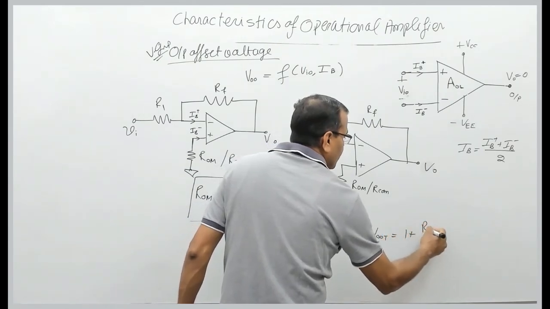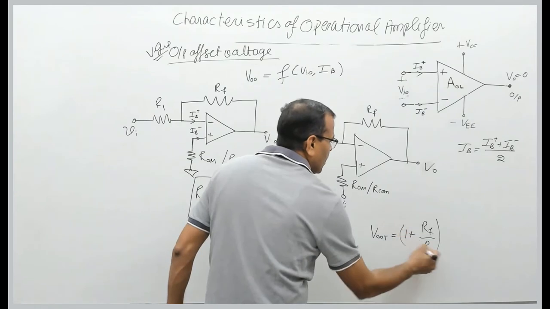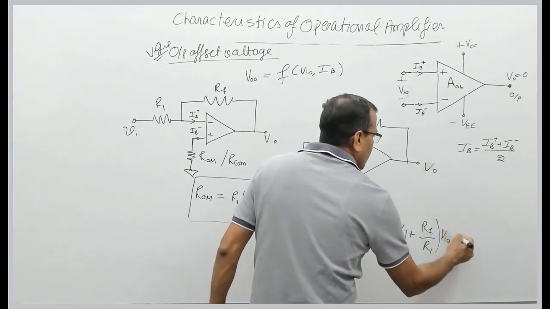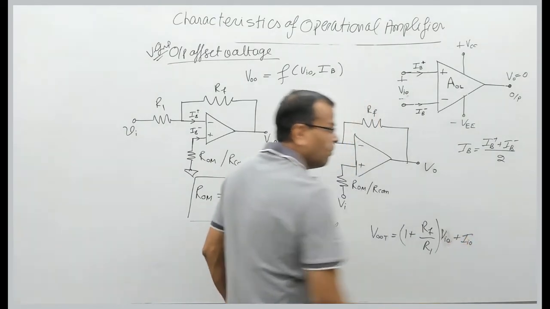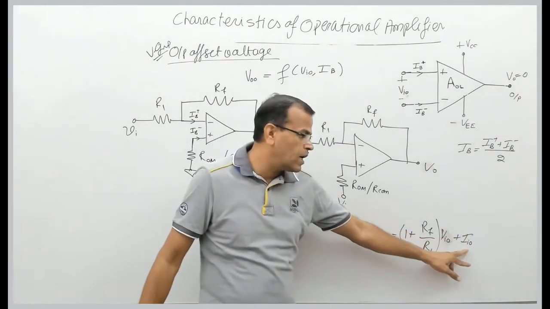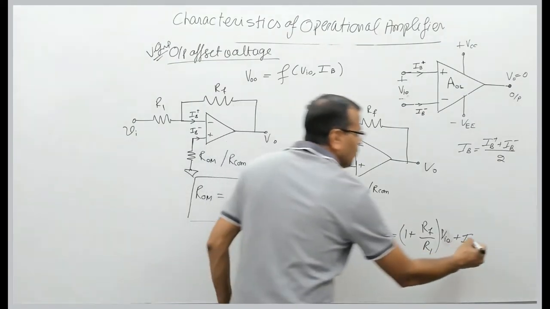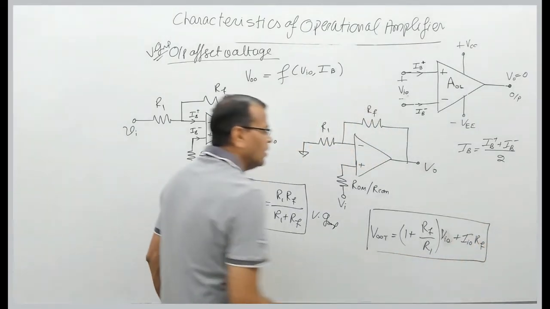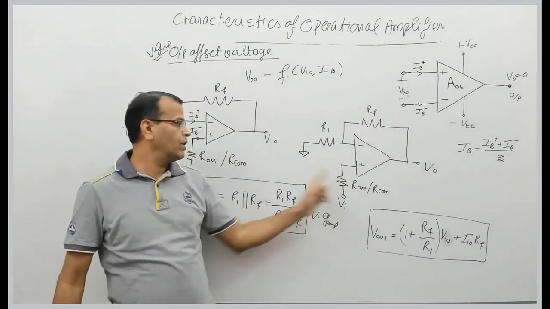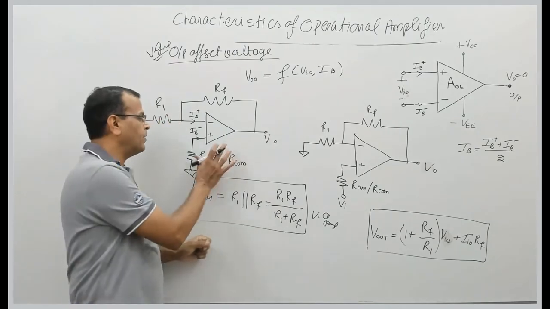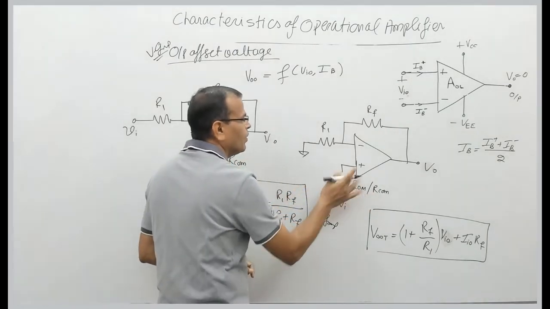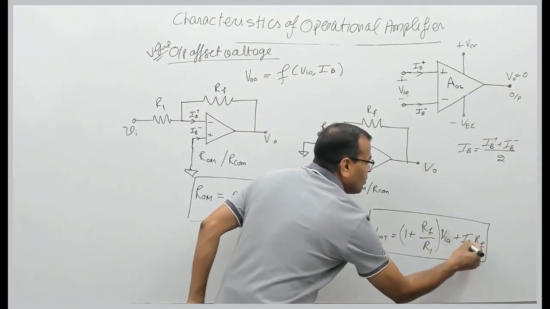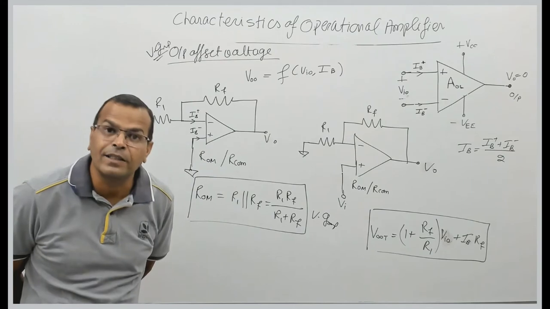The output offset voltage is nothing but this VF into VIO plus, now instead of bias current, I repeat, instead of bias current, now it becomes input offset current. So this is the output offset voltage for this circuit. But if you don't have resistance here, this expression is nothing but, instead of offset current, it is bias current.